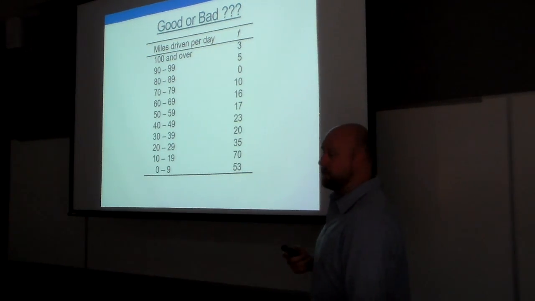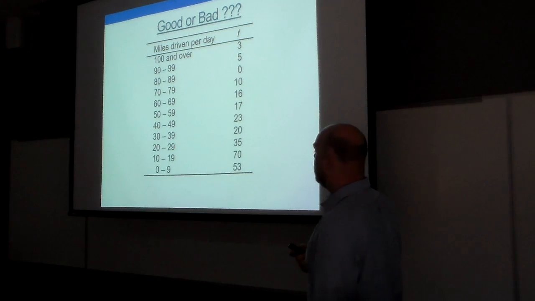What do you think, Nick? Do we like this one? Yeah, this one's pretty good, right? We've got a class interval of 10. We've got upper and lower limits that don't overlap here. Our lower limit is divisible by our class interval, right?